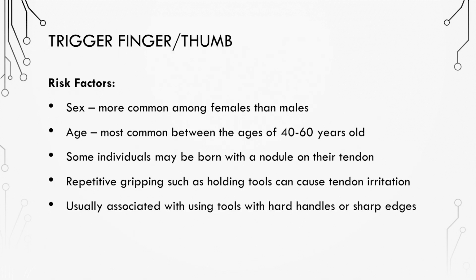Trigger finger exhibits a higher prevalence in females compared to males and is typically observed in individuals between the ages of 40 to 60 years old. Although largely appearing in this age demographic, it can also be a congenital disorder where individuals are born with a tendon nodule, setting the stage for Tenosynovitis from an early age.